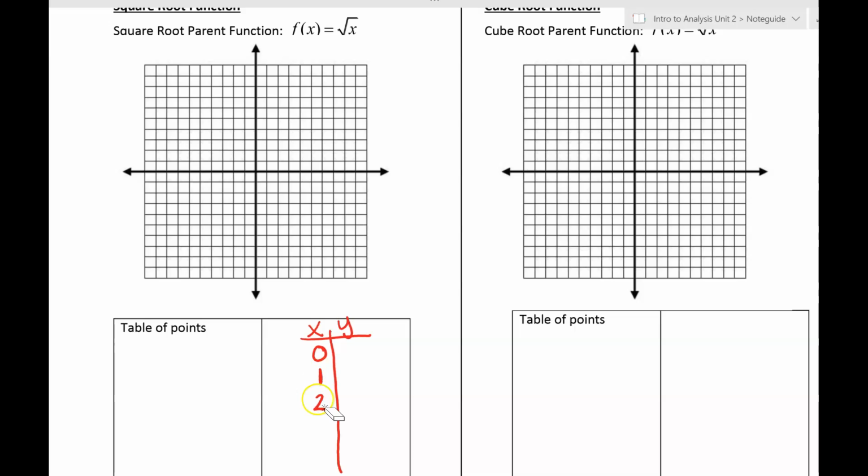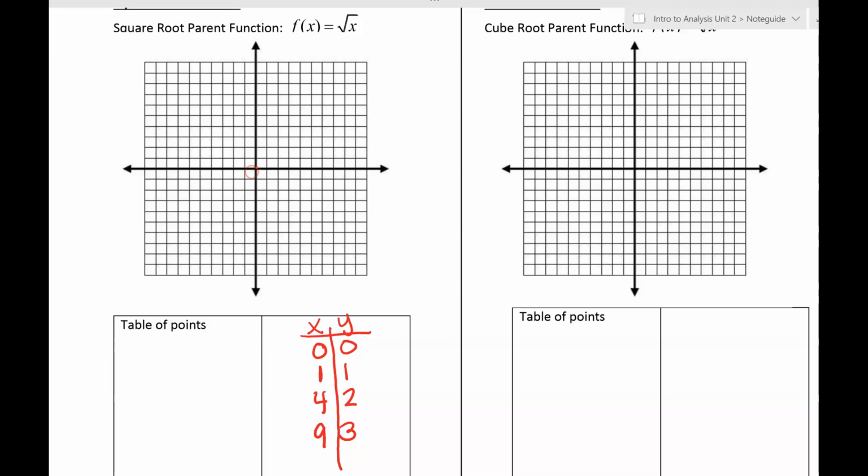But then when I get to 2, that's not a nice number to plug in. What is the square root of 2? There are nicer, easier numbers for me, and that's what I'm choosing here. So there's a rationale why we're checking these numbers and why you don't see negatives show up there. And so I'm going to plot these: (0, 0), (1, 1), (4, 2), and then (9, 3). So our square root curve looks like this.